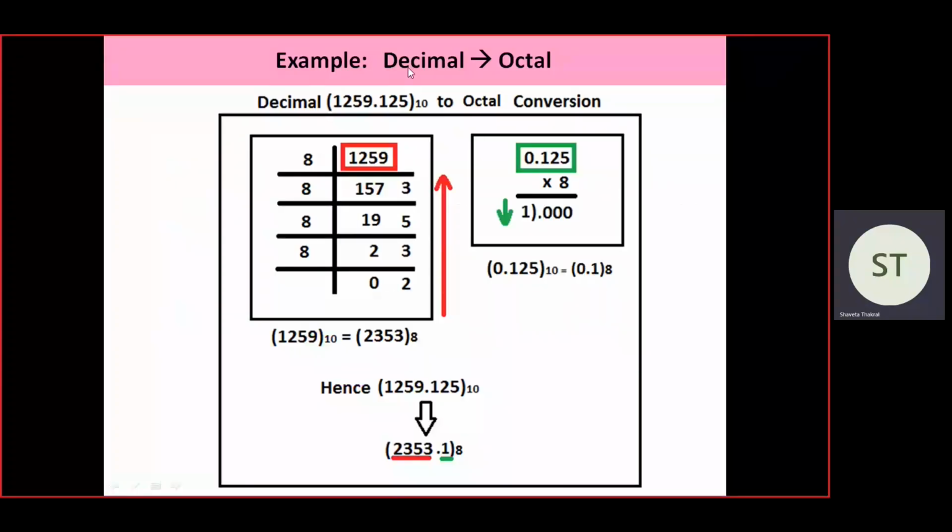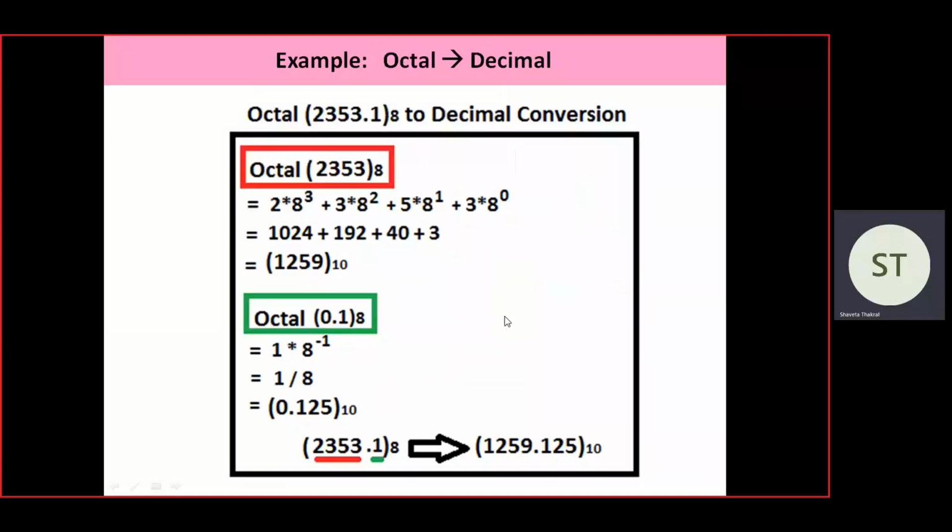Already we have done this conversion, decimal to octal, by repeated division by 8 and repeated multiplication by 8. So we get the result as 2353.1 with base 8. Now we take this number as input and convert it back to decimal, and the method here is the sum of weight method. So the first part is 2353.